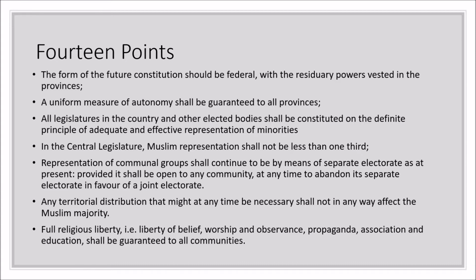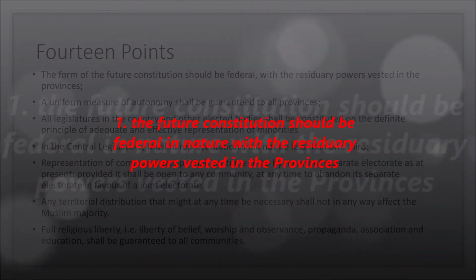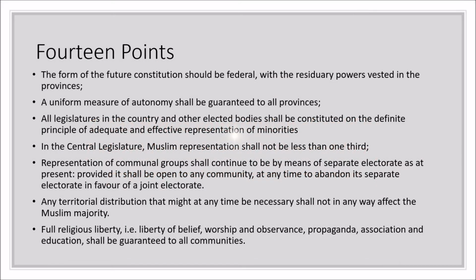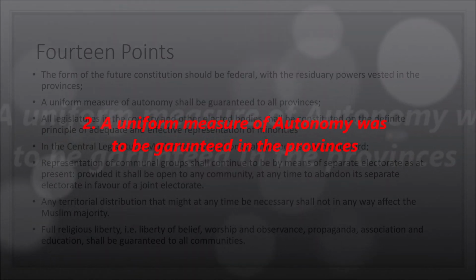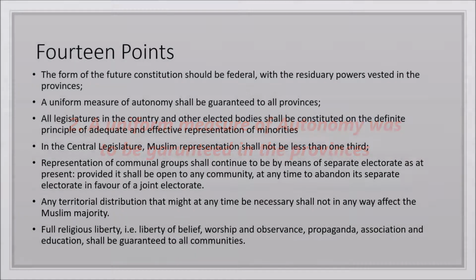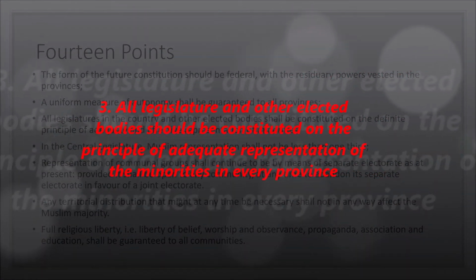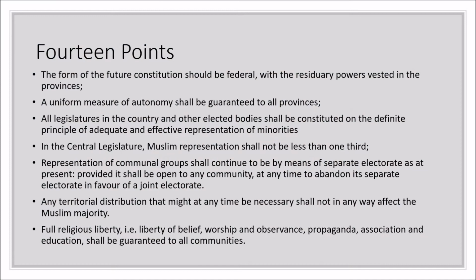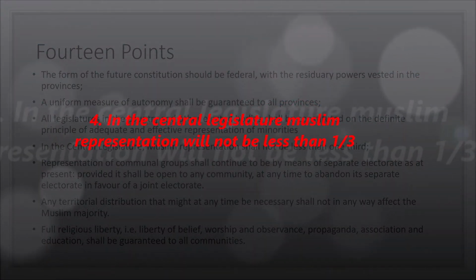So number one was that the form of the future constitution should be federal with the residuary power vested in the provinces. Number two was a uniform measure of autonomy shall be guaranteed to all provinces. Number three was that all legislatures in the country and other elected bodies shall be constituted on a definite principle of adequate and effective representation of minorities. Number four was that in the central legislature, Muslim representation shall not be less than one-third.